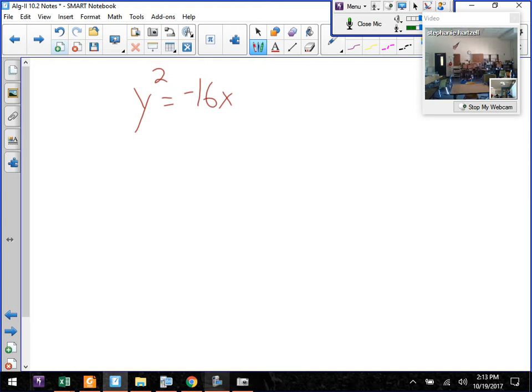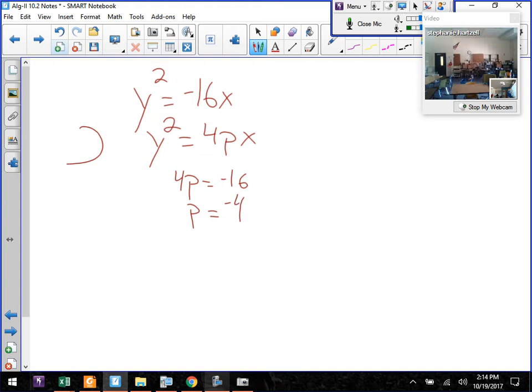Is this an x squared or a y squared parabola? Y squared. So I know it's going to move left or right. What direction is this going to move? Negative. I know it's going to move to the left. So it's going to follow the format y squared equals 4px. Which means, what do I set equal to 4p? Negative 16. So 4p equals negative 16, which means my value of p is what?